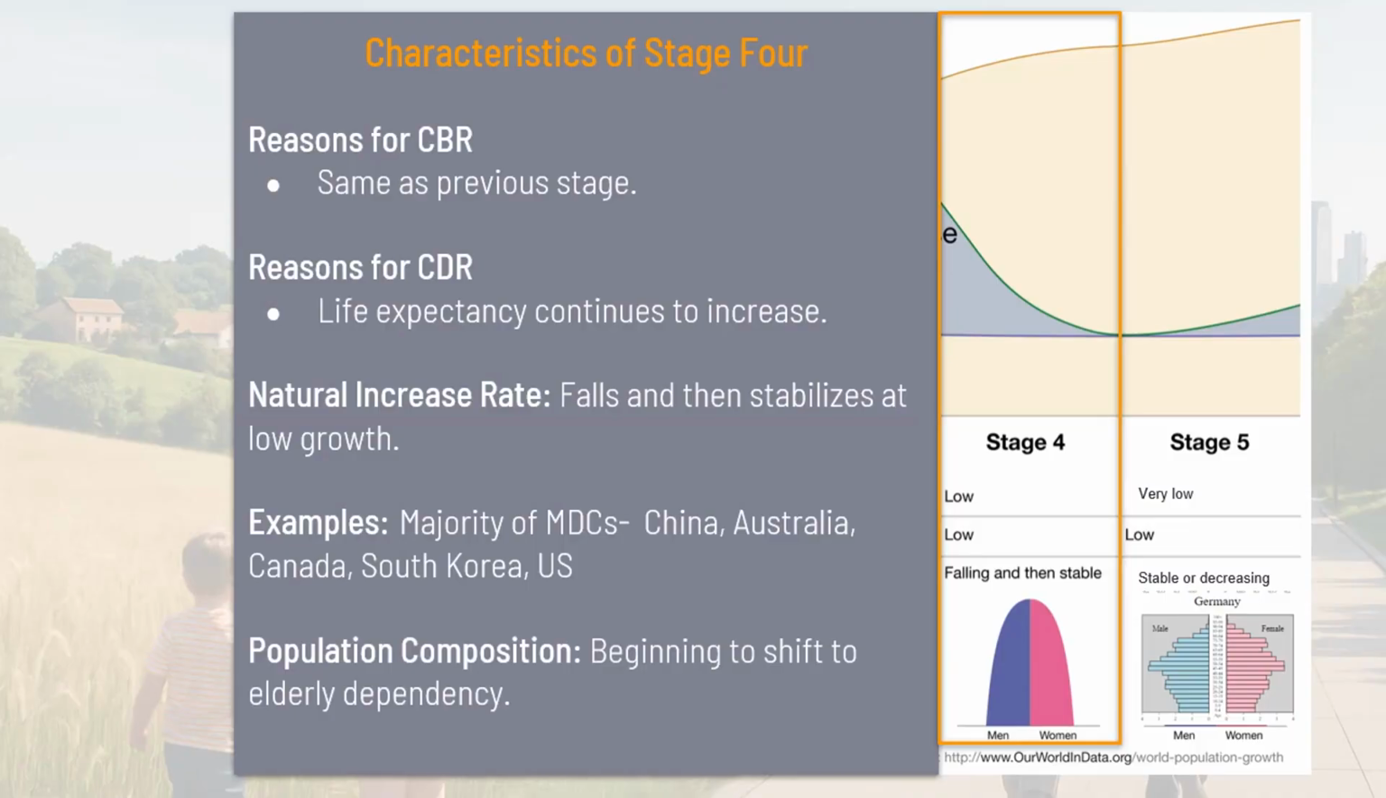The result? The natural increase rate falls and then stabilizes, meaning overall growth slows way down. Most more developed countries, like China, Australia, Canada, South Korea, and the United States, fall into this stage. The population composition also starts shifting toward an older society, with more elderly people compared to children. Basically, it's the stage where retirement homes become just as important as schools.